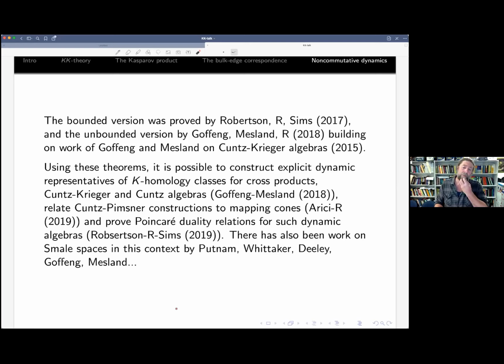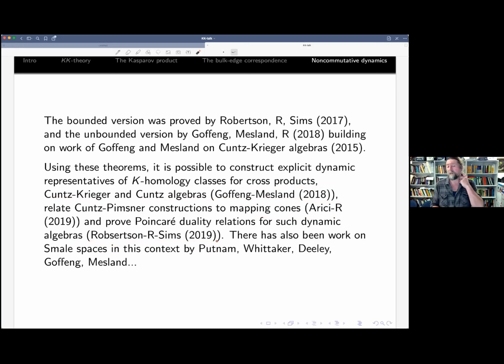But having built that class, you can now construct explicit dynamic representatives for k-homology classes of cross products by starting with that automorphism situation. The case of Kunz algebras was done explicitly by Bram and Magnus again. You can relate the whole Kunz-Pimsner thing back to mapping cones, as I did with Francesco Ricci. And you can also show that Poincare duality, which was originally studied for Kunz-Krieger algebras by Kemminker and Putnam, can be extended to this Kunz-Pimsner setting.